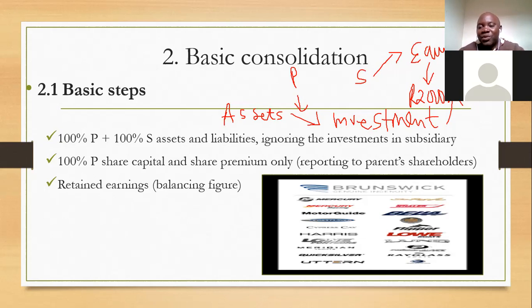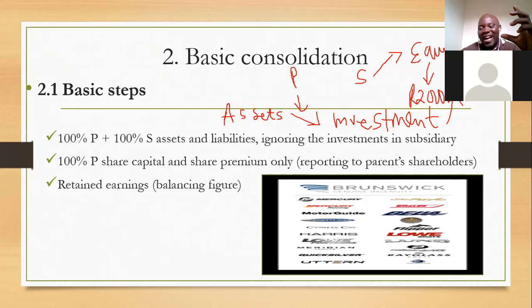So the first thing that we do is to cancel the investment under the parent company against the earnings and equity under the subsidiary. Those have to be cancelled, and that's when we can consolidate. So you're picking 100% of the parent's share capital and share premium only. I've seen students, even when I used to mark these exams, add the share capital of the parent company and the subsidiary company to get the total. It's not possible because the subsidiary is a product of the parent company.